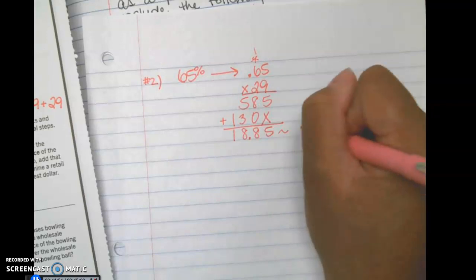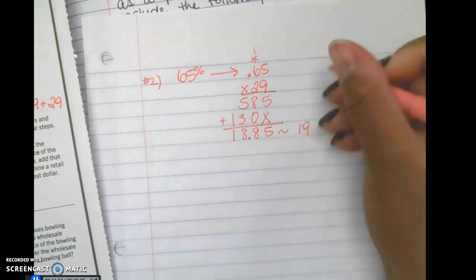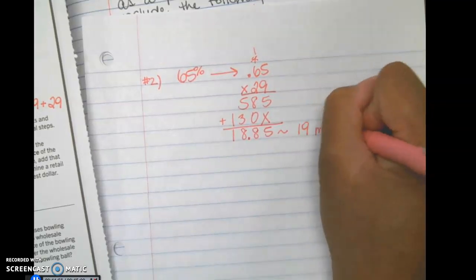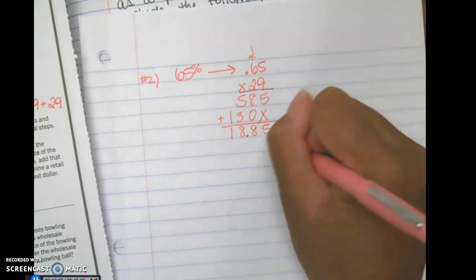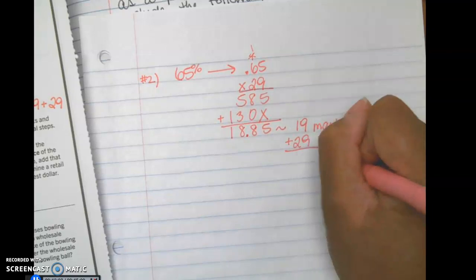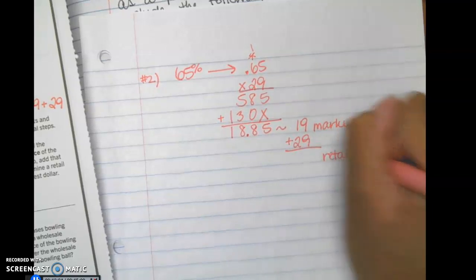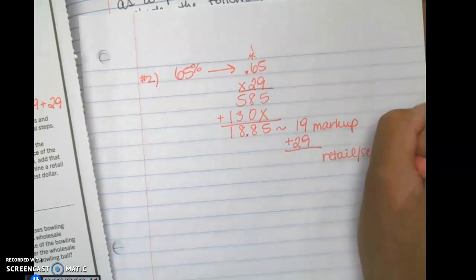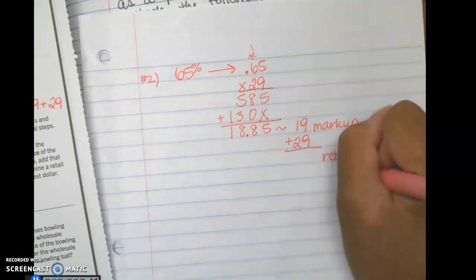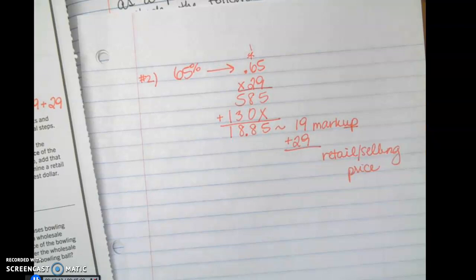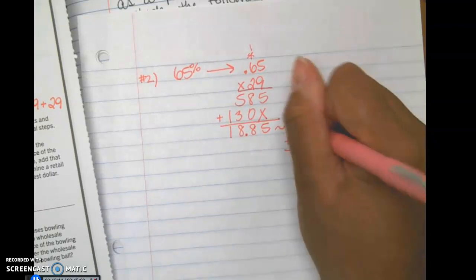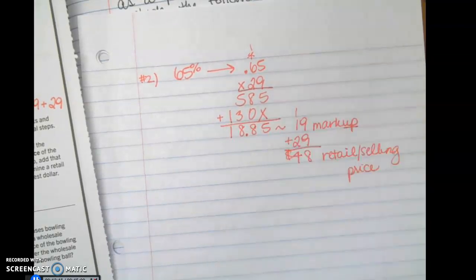So I'm going to round this to 19. And this is my markup. Then when I add it to 29, this becomes my retail or my selling price. It's definitely going to be an increase because it's got up in it. $48 for a shirt.